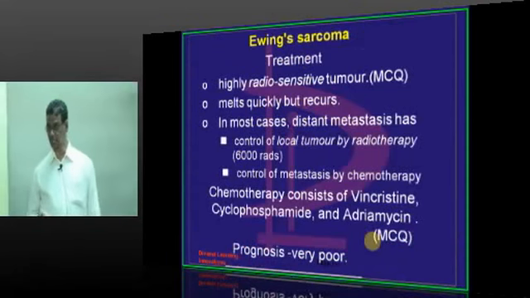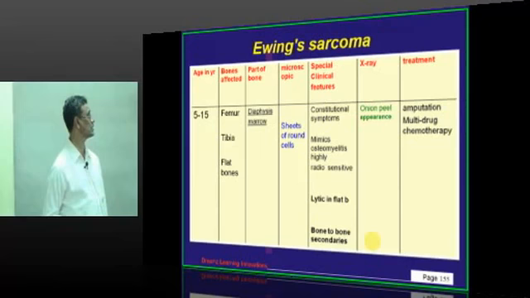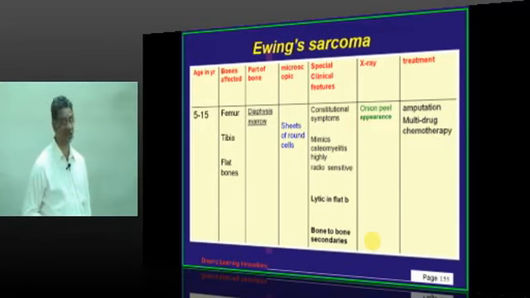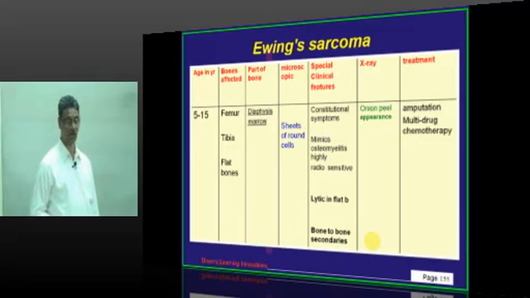So, age 5 to 15, femur, tibia, flat bones, diaphysis, sheets of round cells monotonously, constitutional symptoms, mimics osteomyelitis, lytic in flat bones, bone-to-bone secondaries, onion peel appearance, amputation, multi-drug therapy, chemotherapy. We will stop at this section.